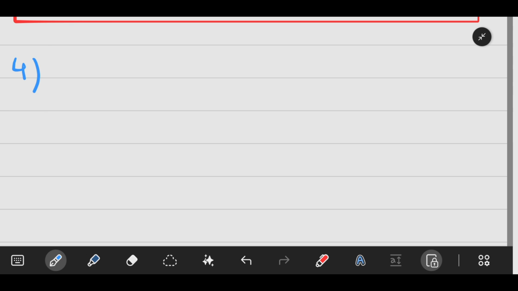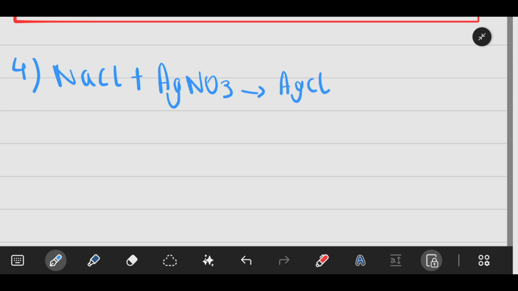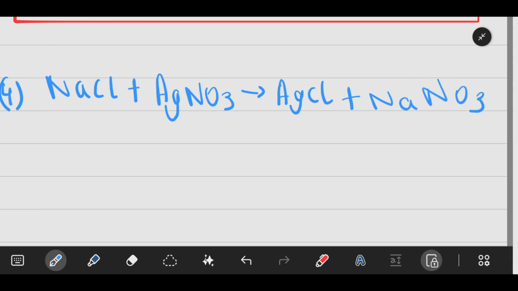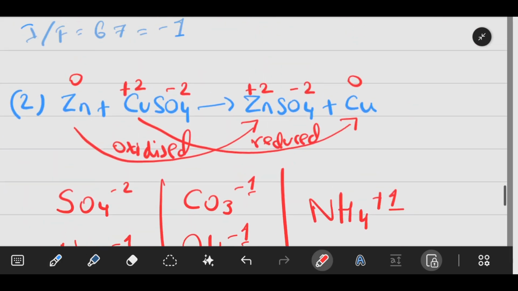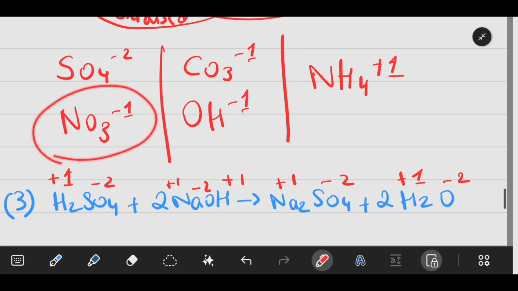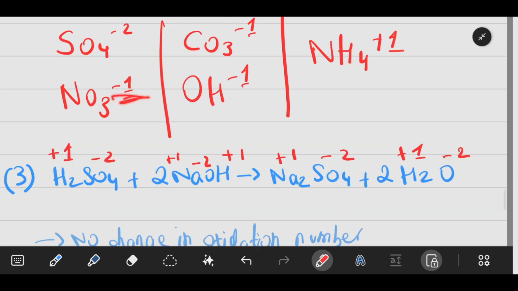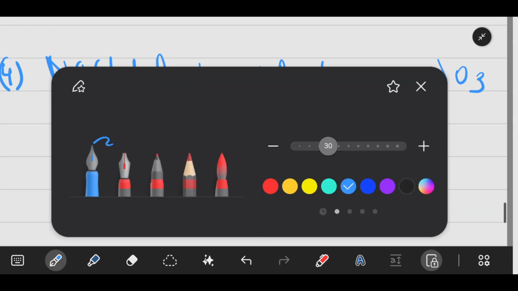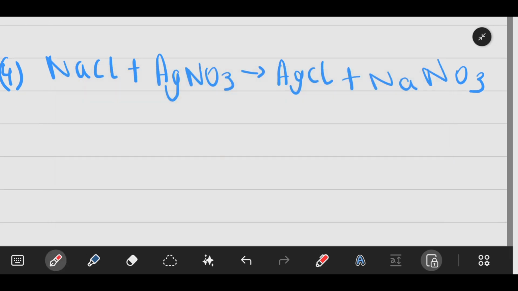Now this is equation number 4. Sodium chloride plus silver nitrate will give me silver chloride and sodium nitrate. First things first, let's look at the radicals involved here. We wrote down above that NO3 is a radical and it has a charge of minus 1. Let's locate NO3 here. I can see NO3 has a charge of minus 1, and NO3 has a charge of minus 1.